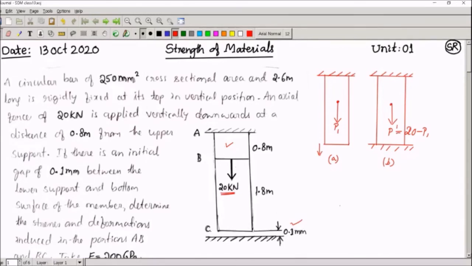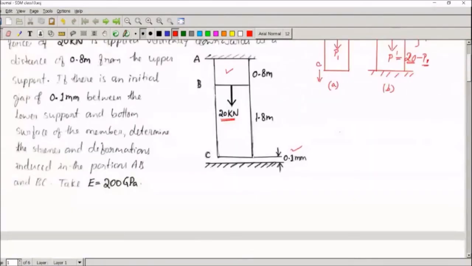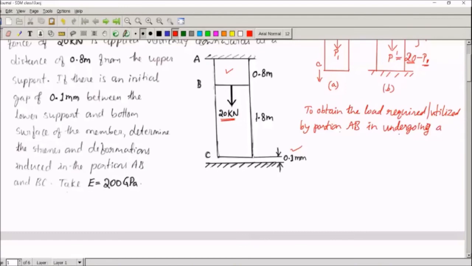And once the point C touches the lower support, then it reduces to case B. So what is the remaining portion? 20 kilonewton minus P1. So first we'll find out the load required or utilized by portion AB in undergoing a deformation of 0.1 mm. We know that DL is equal to PL by AE. Now we know DL. DL is 0.1.